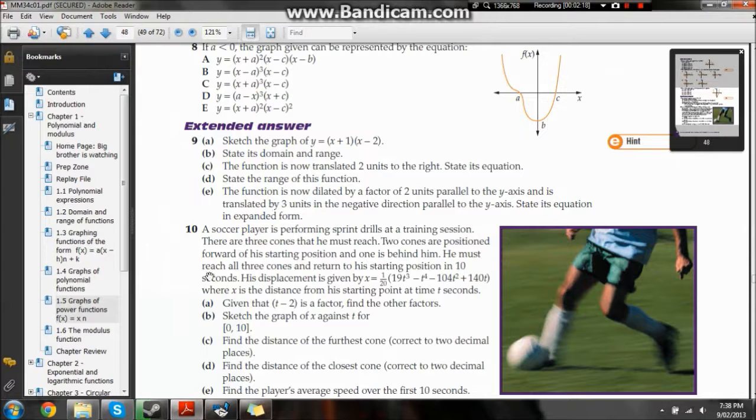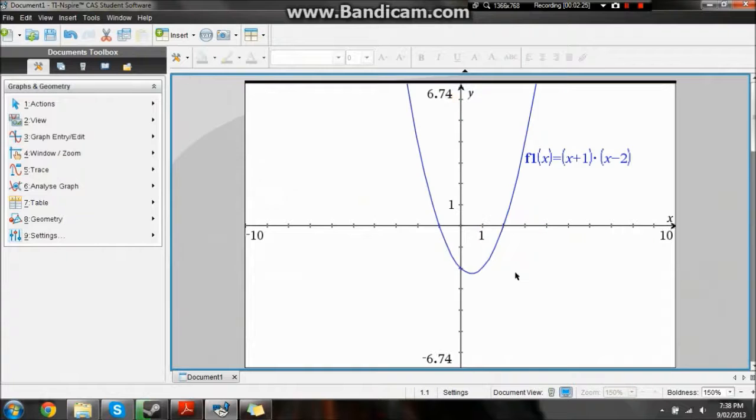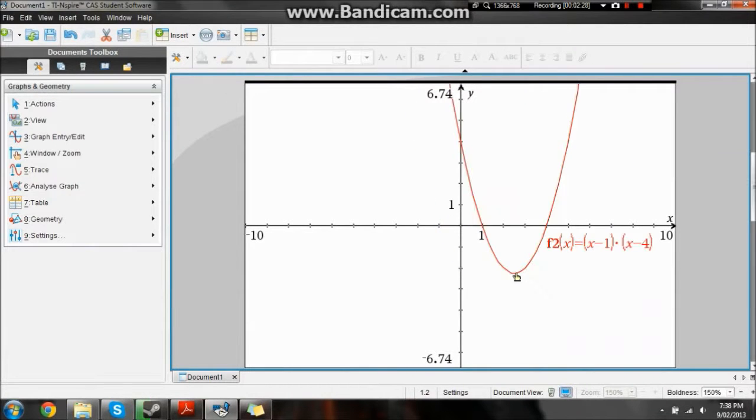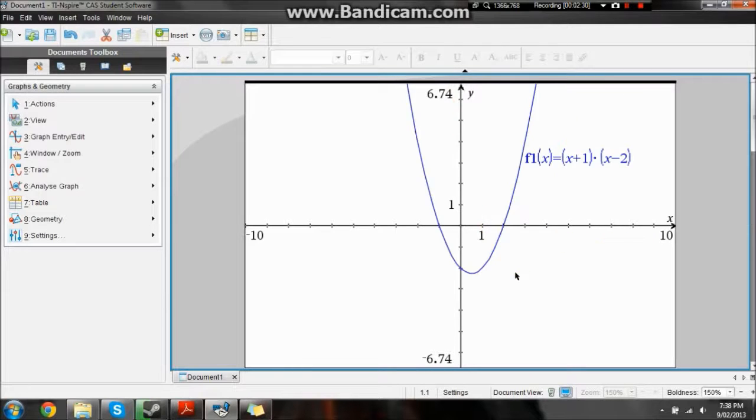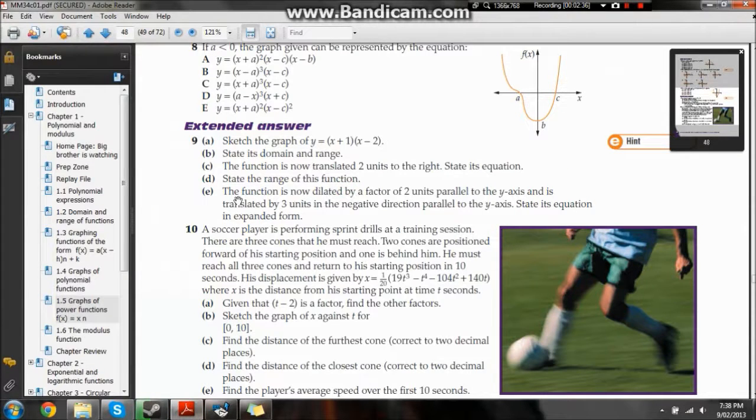State the range of this function. The range stays exactly the same because it's the y values, and you can see they both have the same minimum point. They also have the same domain as well, so it's the same domain and range for both of these equations, but it's not asking for the domain.